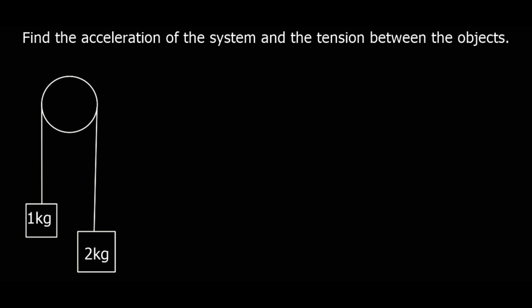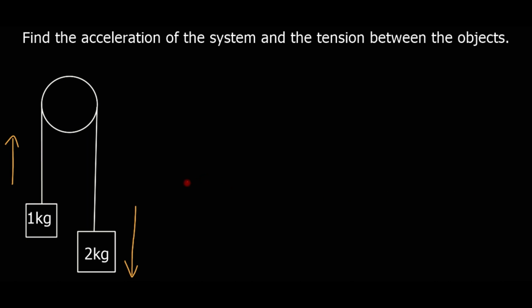What is important first is to identify the direction. We look at the bigger object, the object that has the greater mass. We say this object will move in its direction, because this is 2 kg and this is 1 kg. This 2 kg object is heavier than this one of 1 kg. Therefore this 2 kg will go down, and this one of 1 kg will go upwards. So now we know the direction: 2 kg downwards and 1 kg upwards.